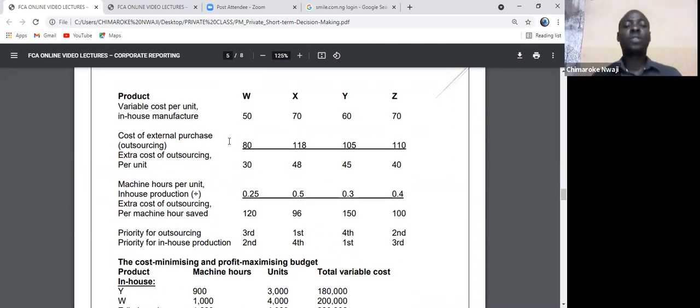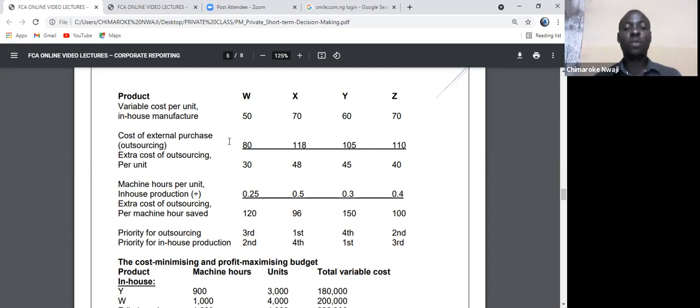Now, let's use the same technique we used in the previous question. The variable cost of making these 4 products in-house: 50 naira, 70 naira, 60 naira, 70 naira. Now, what is the external cost of purchasing these items? 80 naira, 118, 105, and 110. So it means that the extra cost you are going to spend, because you must spend your variable cost anyway, if you have to purchase externally, you're going to spend extra. What is that extra cost you're spending?